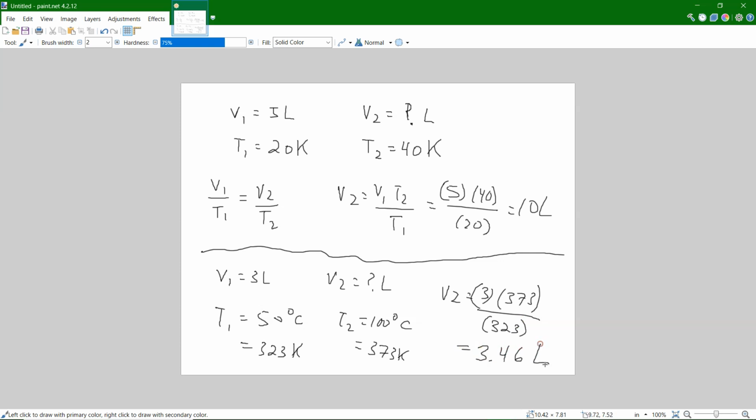So the volume does go up. It doesn't double, but it does go up. Okay? So that is an example of Charles's law.